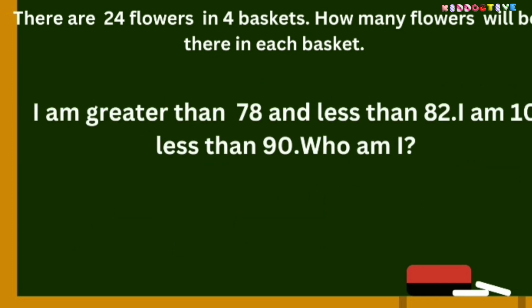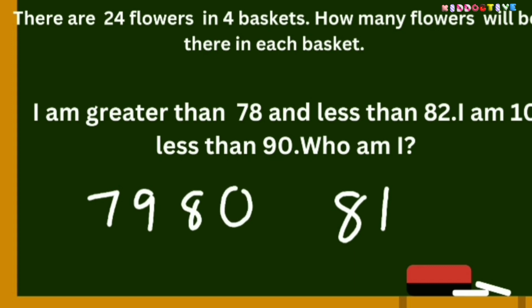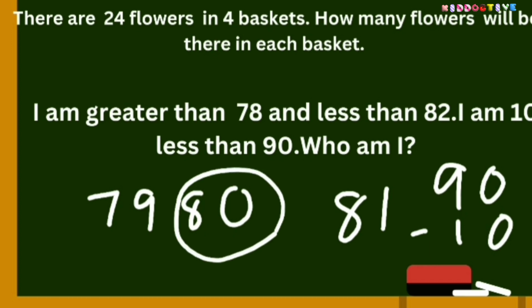I am greater than 78 and less than 82. I am 10 less than 90. Who am I? Greater than 78 means 79 and less than 82 means up to 81 we are going to write. 79, then 80, then 81. So I am 10 less than 90. So 10 less than 90 means 90 minus 10. So what is the answer? 80. I am the number 80.